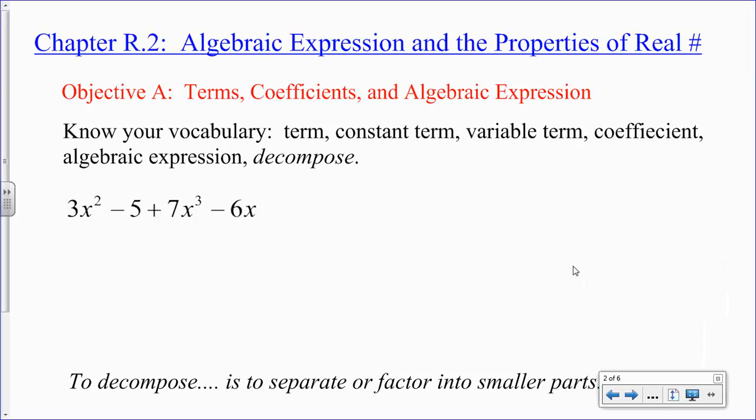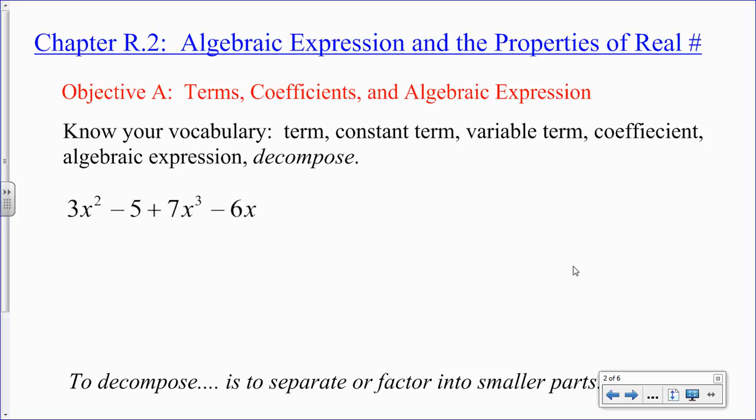Okay, so we're going to talk today about some simplifying, pretty basic stuff in this section, stuff you've definitely done before. But some things we have to talk about and practice just because it's been a while. Okay, so first of all, just our vocabulary here. We need to know term, constant term, variable term, coefficient, algebraic expression, and to decompose.